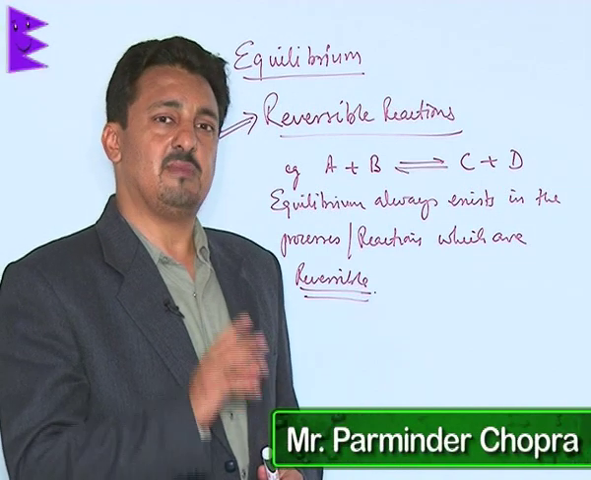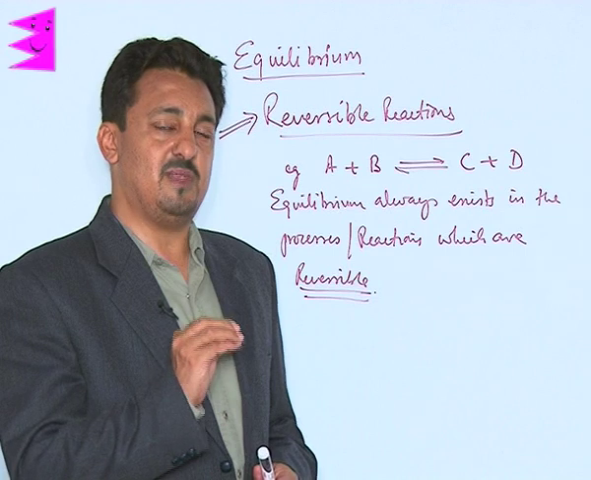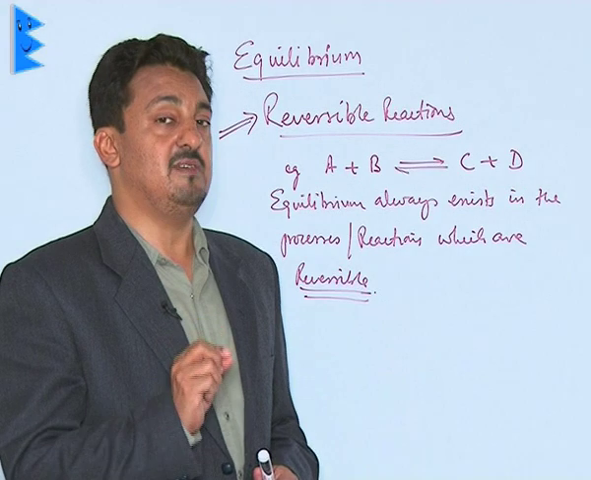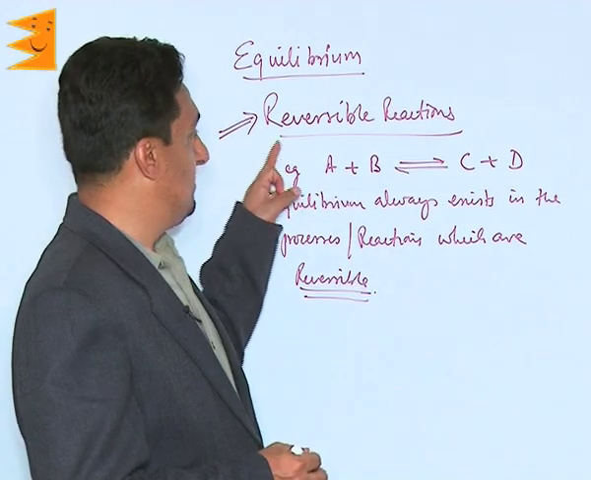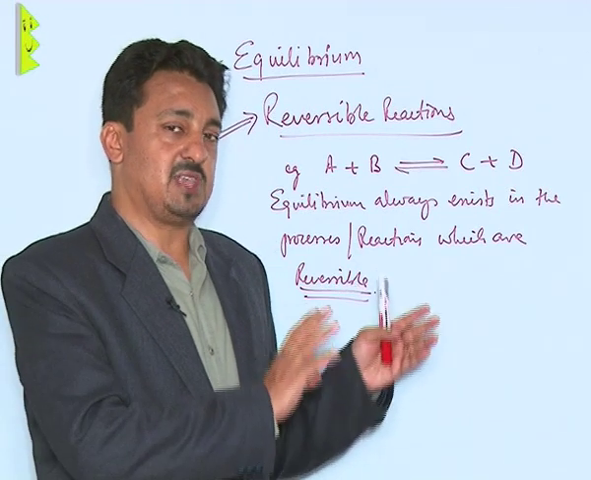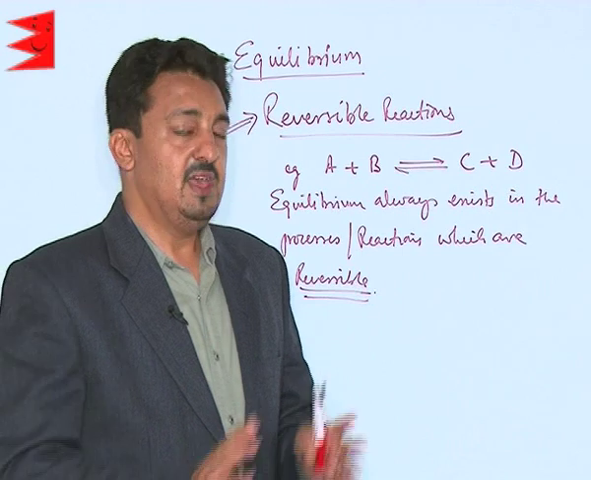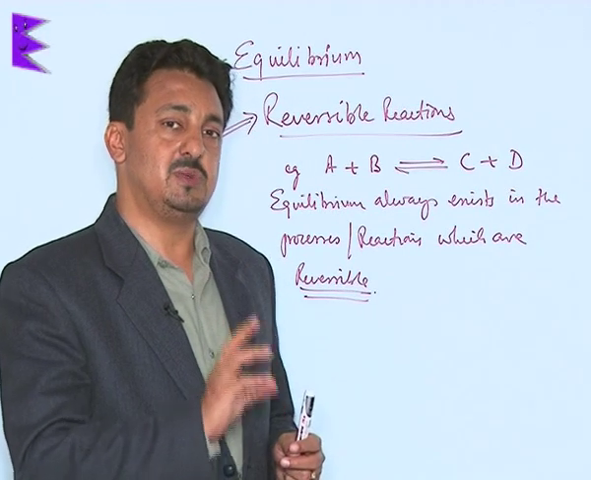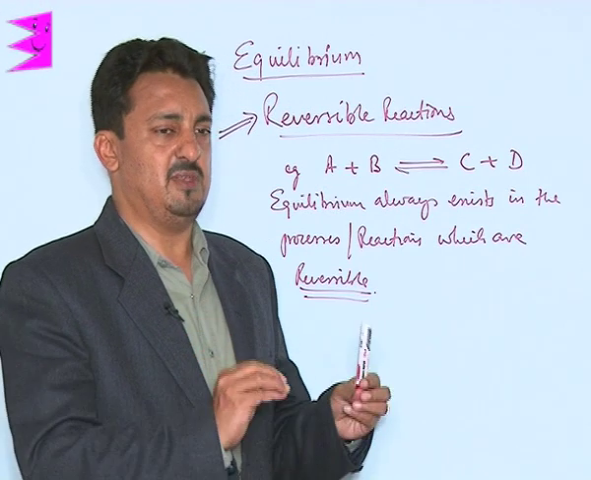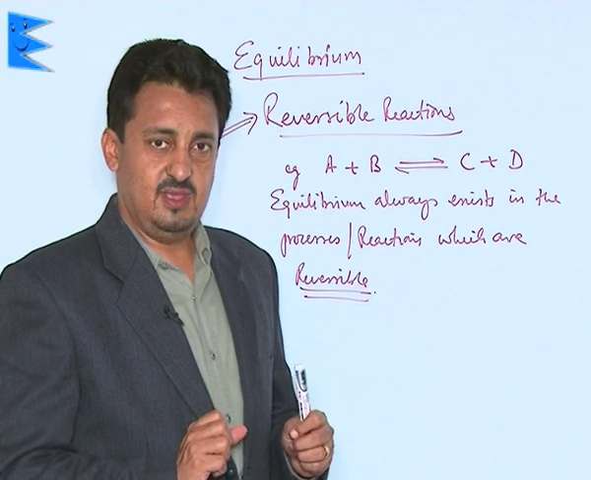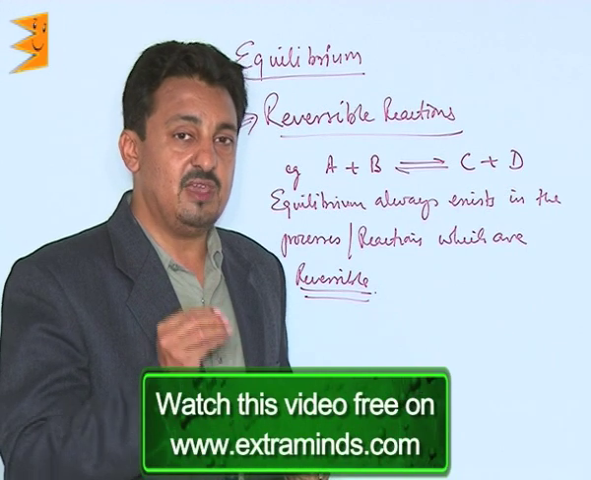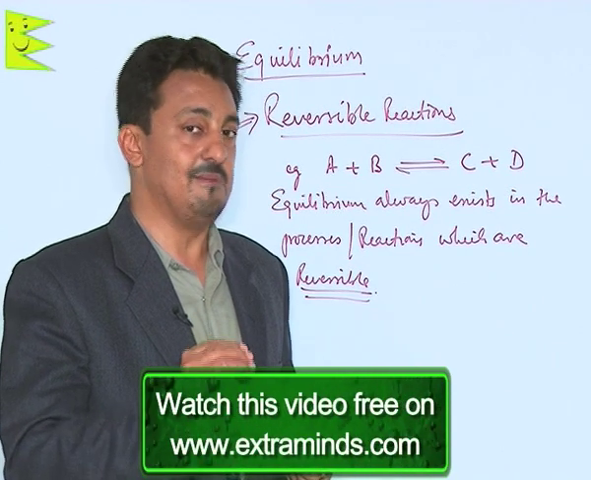Now let us understand the very basic thing about the state of equilibrium. The state of equilibrium is always present in those reactions or processes which are reversible in nature. We know the reactions can be reversible or irreversible, as we have done in the thermodynamics chapter. Reversible reactions are those in which the products are able to form the reactants back under the similar conditions of temperature, pressure and other conditions. So if a reaction or a process is reversible, only then will it involve the state of equilibrium.